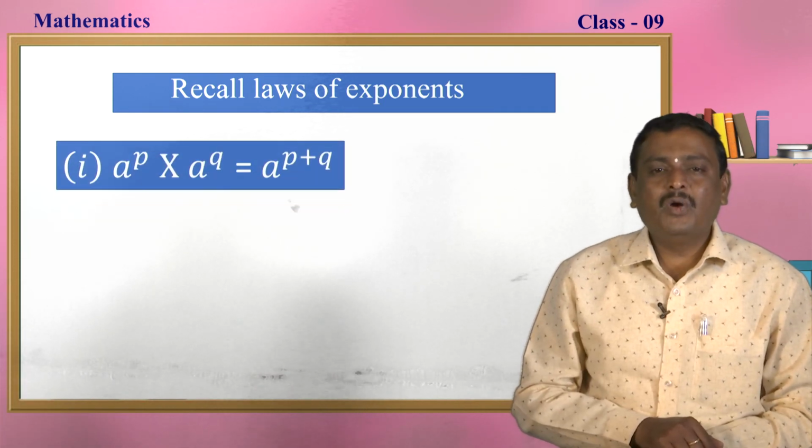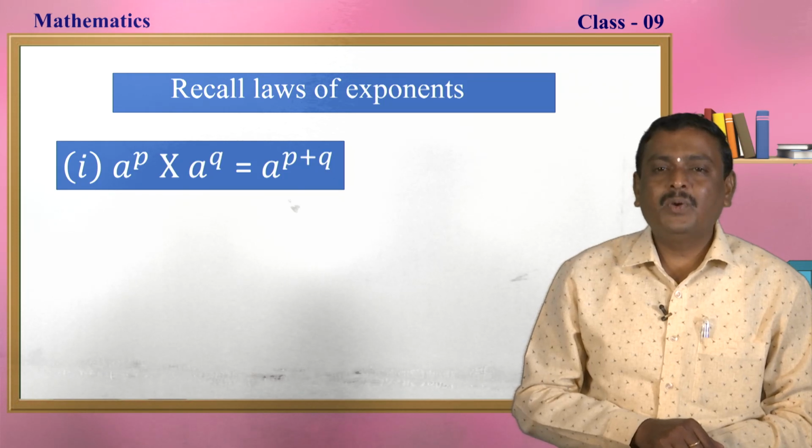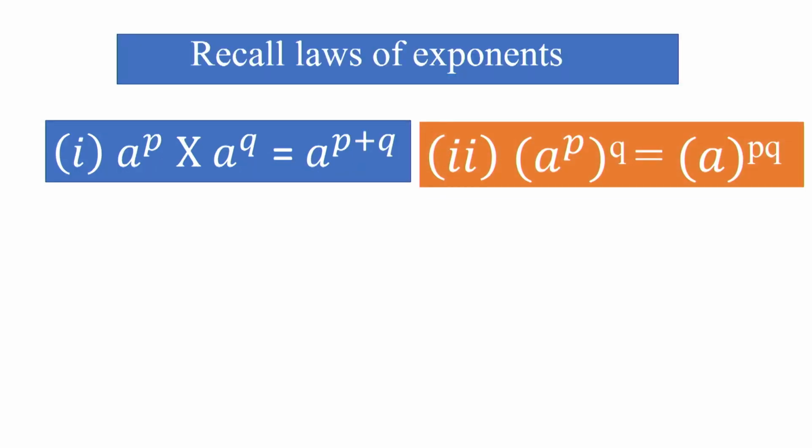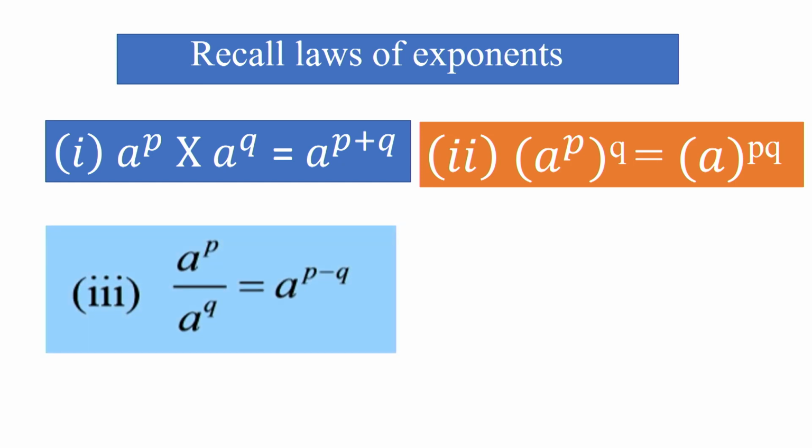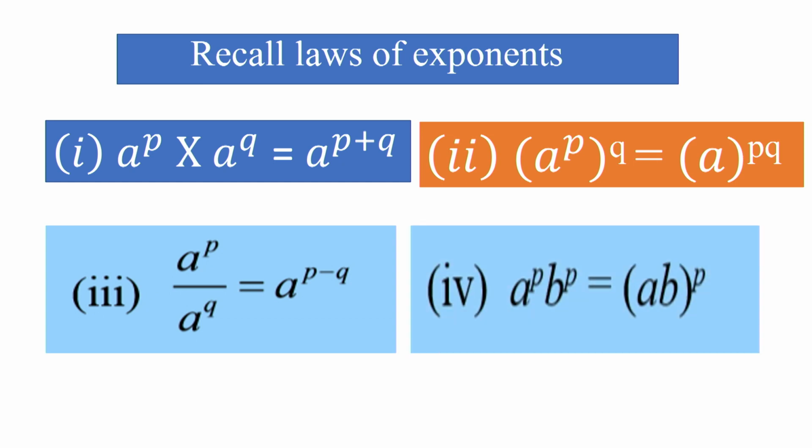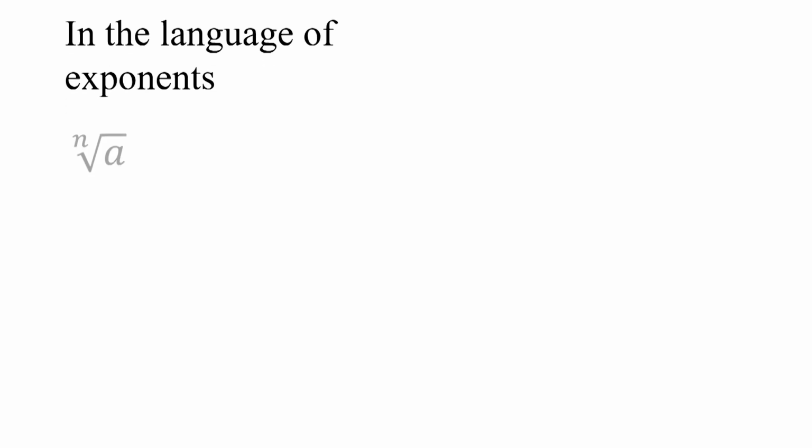Recall the laws of exponents, what you have learned in the 8th standard, my dear students. See, a to the power of p into a to the power of q is a to the power of p plus q. A to the power of p whole to the power of q is a to the power of p into q. A to the power of p divided by a to the power of q is equal to a to the power of p minus q. A to the power of p into b to the power of p is equal to ab to the power of p. So, in the language of exponents, nth root a can be written as a to the power of 1 over n.